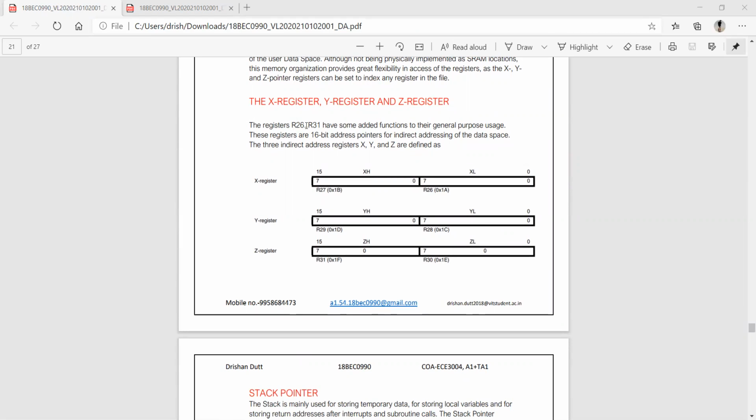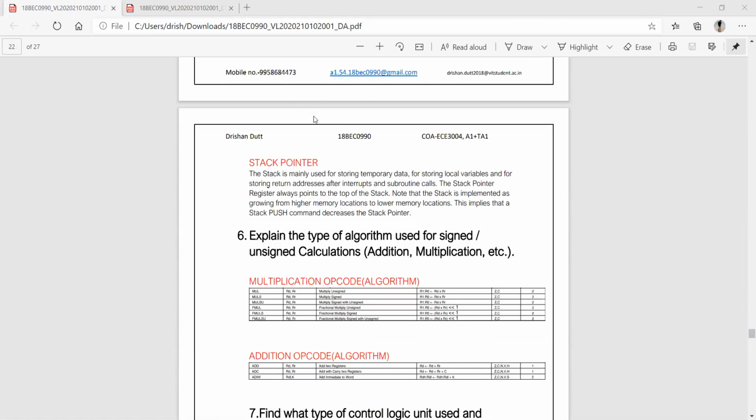The registers R26 to R31 have some added functions to their general purpose usage. These registers are 16-bit address pointers for indirect addressing of the data space. The three indirect address registers X, Y, Z are defined as shown in the figure.